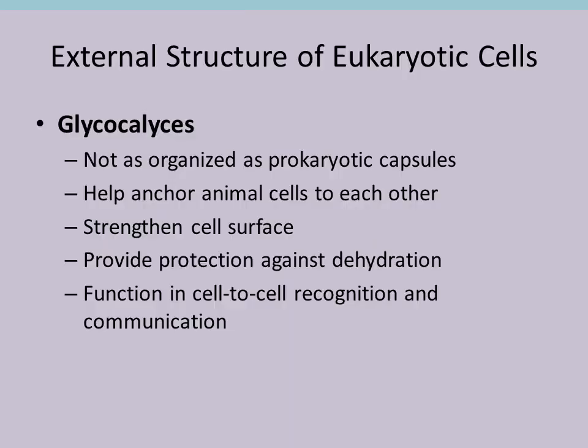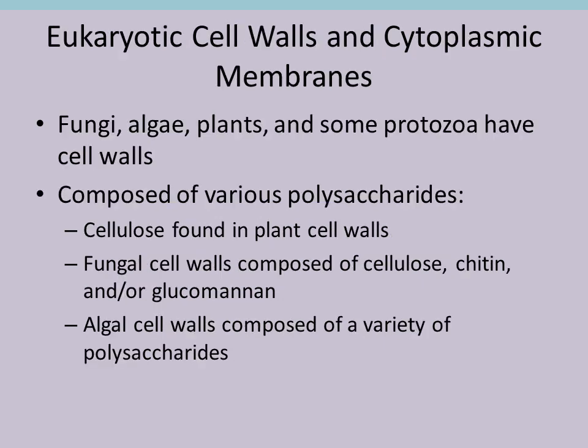When we move on to look at the eukaryotic cells, the glycocalyx is not nearly as organized as the capsules that we see with the prokaryotes. Depending on the type of cell, some glycocalyces may help to anchor animal cells to each other. It can help strengthen that cell surface. Sometimes it's there to help prevent dehydration, and part of it is used for recognition, basically communication between the cells.